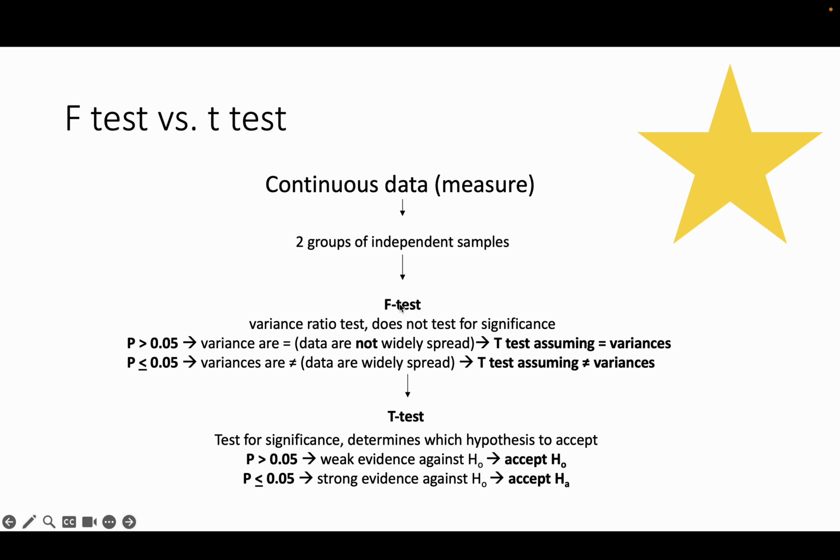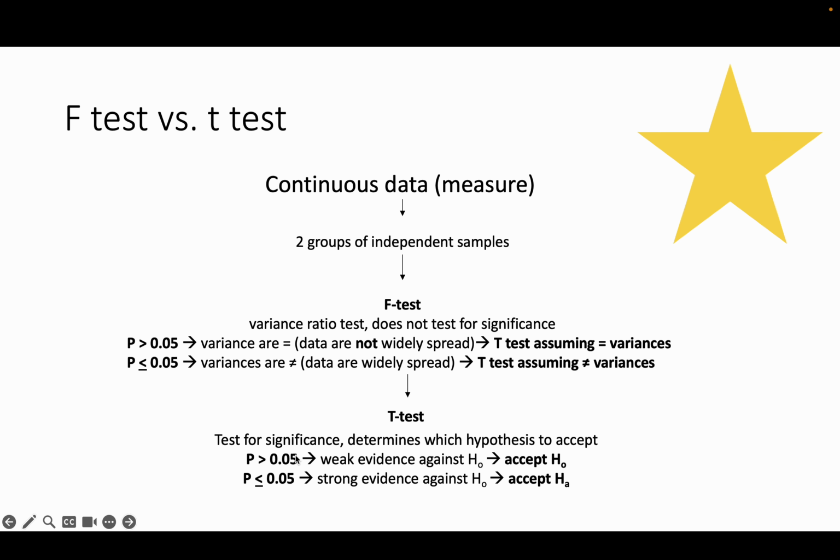However, if you perform the f-test and you get a p-value that is less than or equal to 0.05, this tells you that your data are widely spread, your variances are unequal, so you would do a t-test assuming unequal variances. So with that, you then know which t-test to perform. From the t-test, you get the p-value.